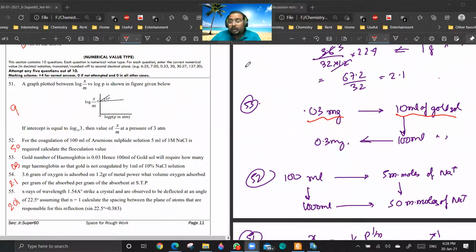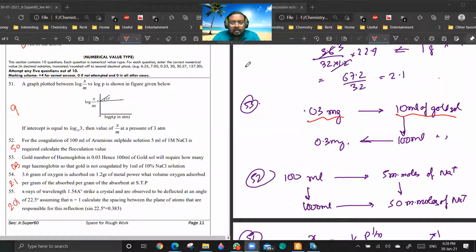Gold number is milligrams of protective colloid which is required to prevent coagulation in 10 ml of gold salt on addition of 1 ml of 10% NaCl solution. So you see for 10 ml if you require 0.3 milligrams, then for 100 ml of gold salt how much milligrams you will require? 0.3, okay, sir. Okay. There is a question I think which is there in the Akash objective also. After this, up to 55 no doubts.